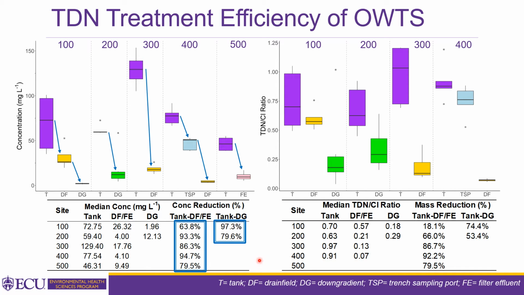Now, we also wanted to look at nitrogen chloride ratios so that we could figure out to what effect dilution might be playing, since concentrations can be diluted, and get an estimate of the mass reduction. And by and large, we see a very similar trend, declining nitrogen chloride ratios, which suggests that nitrogen is being removed through denitrification or immobilization. And these mass reduction percentages range from about 18 to 93% between the tank and the drain field, and about 53 to 74% between the tank and down gradient piezometers.